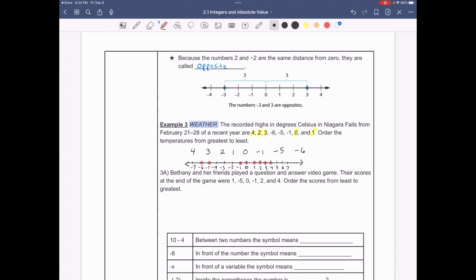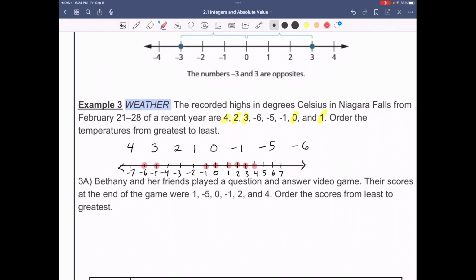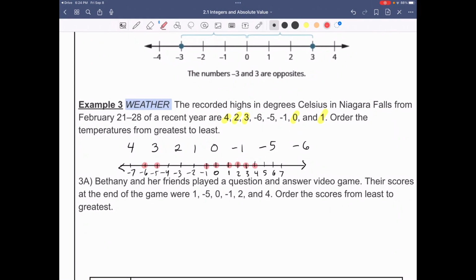Now you can see they asked us to write it in descending order. So that's why we wrote it from 4, 3, 2, 1, 0, -1, -5, and -6. So drawing a number line can help us order numbers.